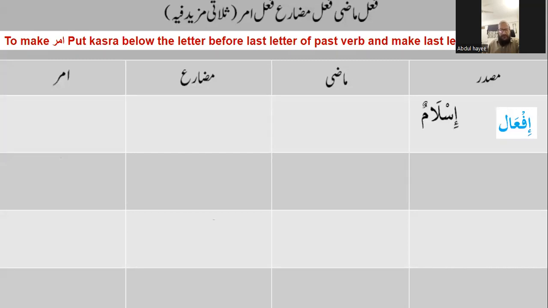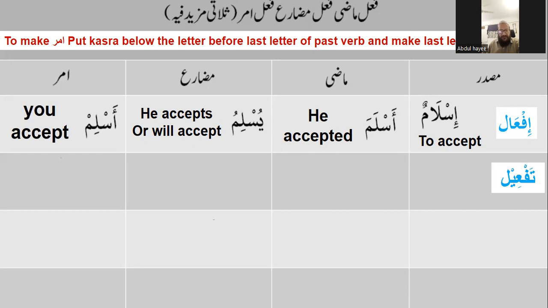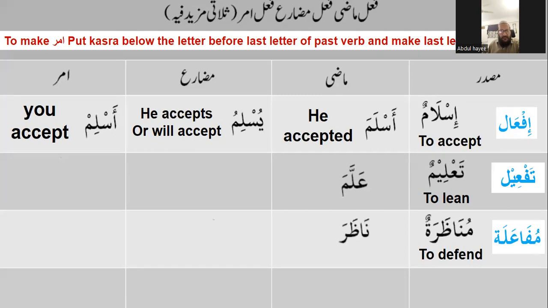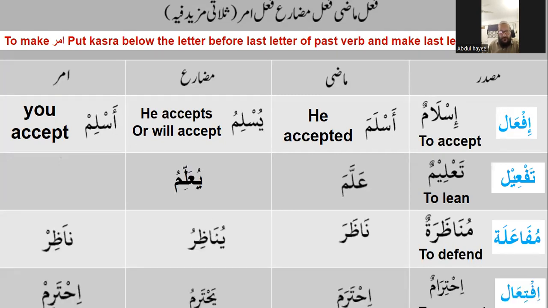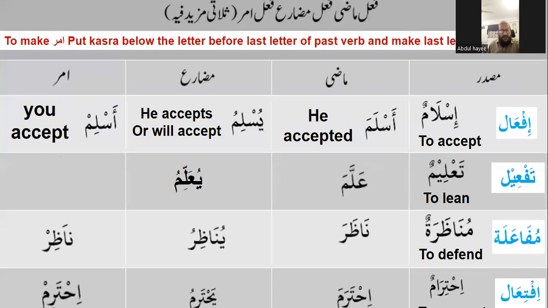Let's have their examples. On the pattern of if'al, the word is Islam. It's a masdar. The mazi is aslama, mudare yuslimu, and the amar is aslim. The next one is taf'il. The pattern is the word taf'il. On the pattern of taf'il, ta'lim. The mazi of ta'lim is allama, mudare yu'allimu, and amar is allim.